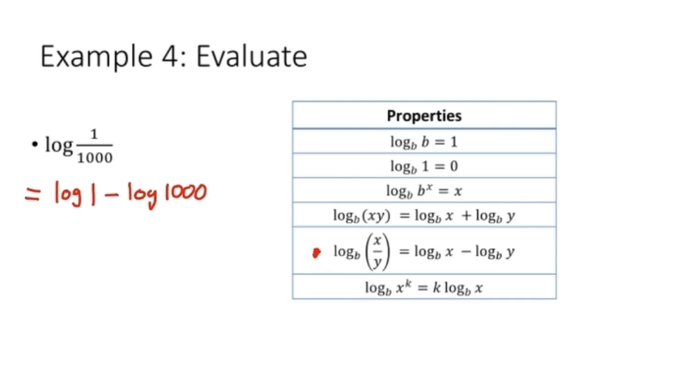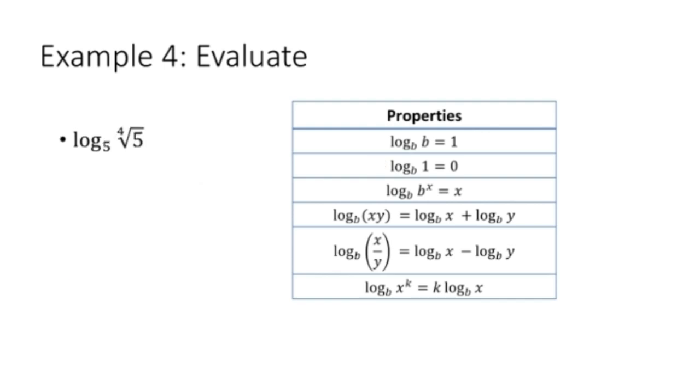Log of 1 we can evaluate. We can either think 10 to what power gives us 1, or we can use the special property that log base b of 1 is always 0. Either way, log of 1 will be 0. Next, log of 1,000, 10 to what power is 1,000? Well, that would be the third power, because 10 to the third equals 1,000. And then finally, to finish, 0 minus 3 is negative 3.